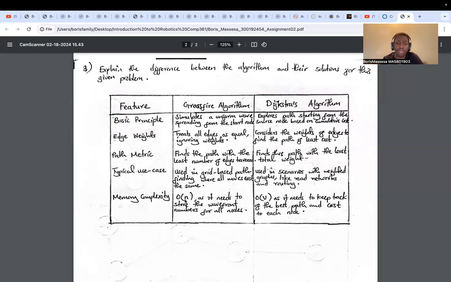And for the memory complexity, Grassfire is O(N), as it needs to store the wavefront number for all the nodes. And for the Dijkstra algorithm, it's O(V), where V stands for the vertices, as it needs to keep track of the best path and the cost to each node as it's finding the best route, moving from one node to another. Thank you so much, and that's it.